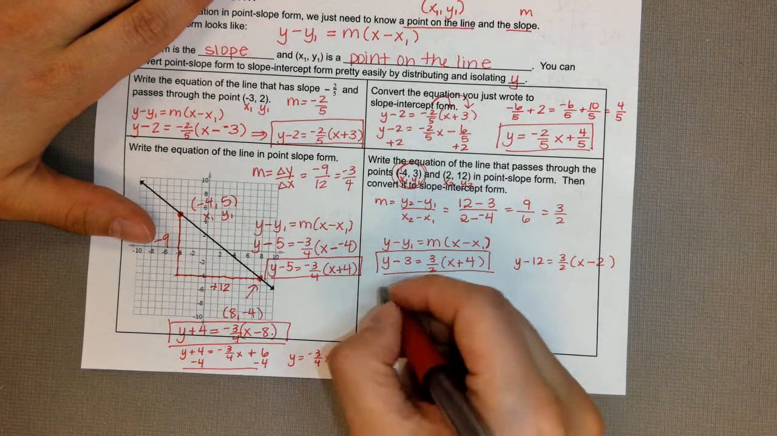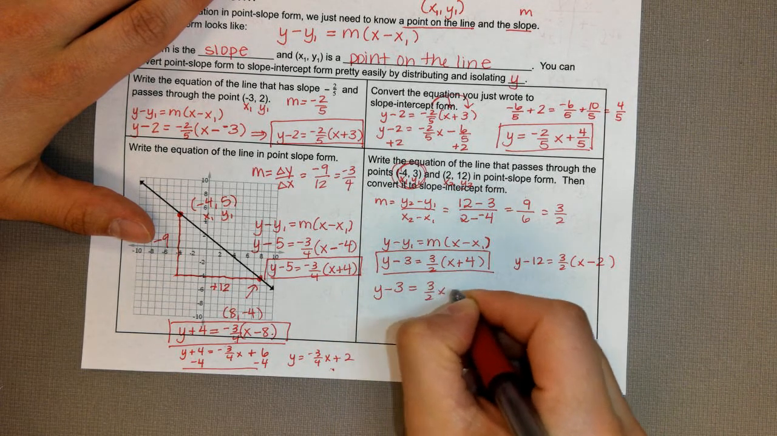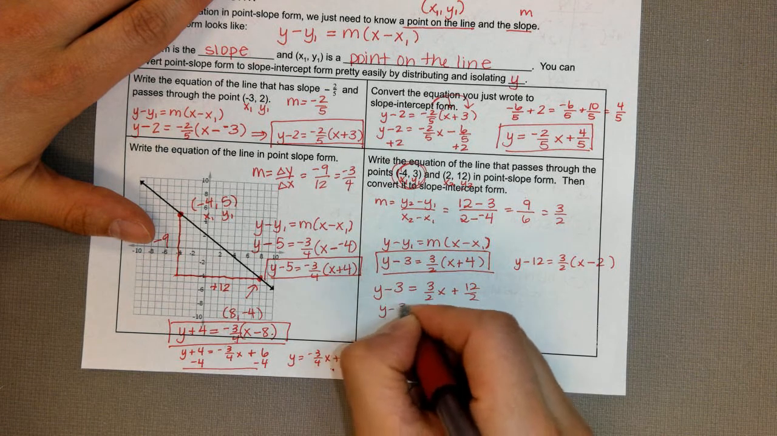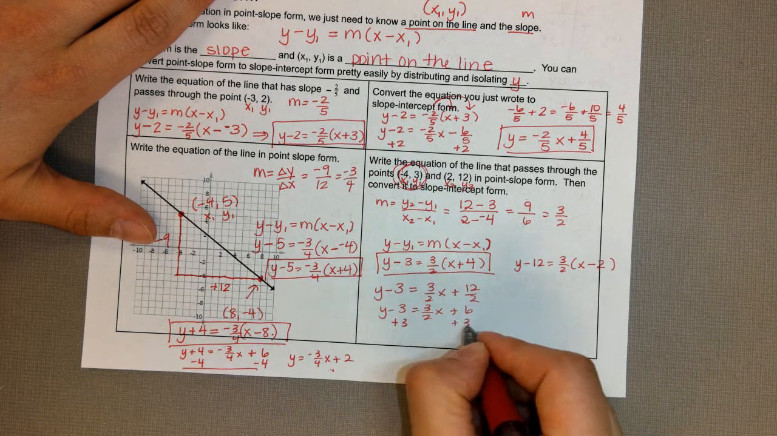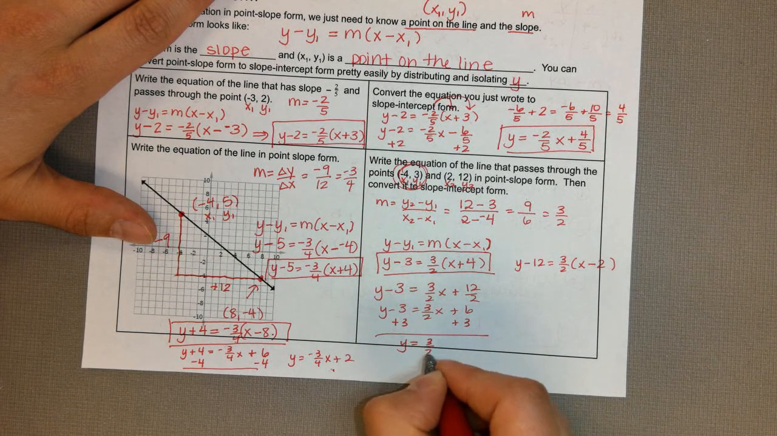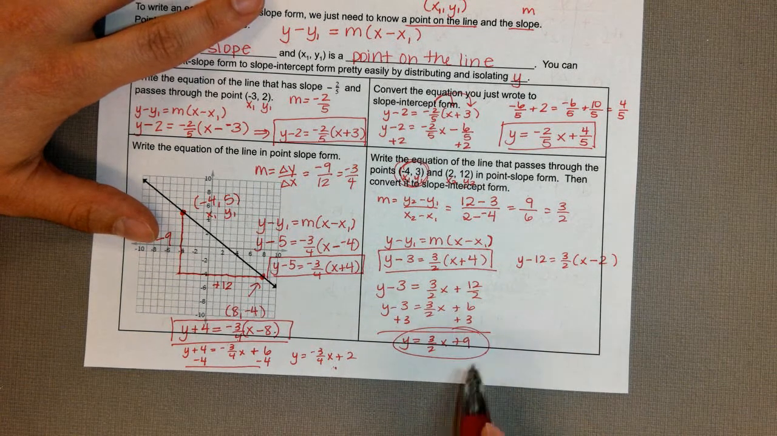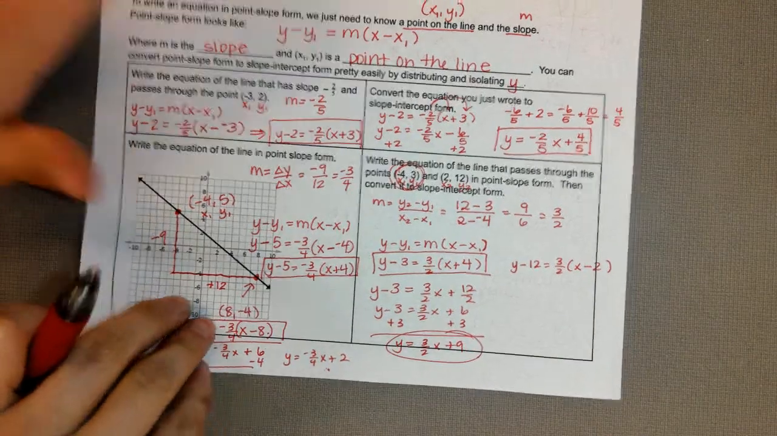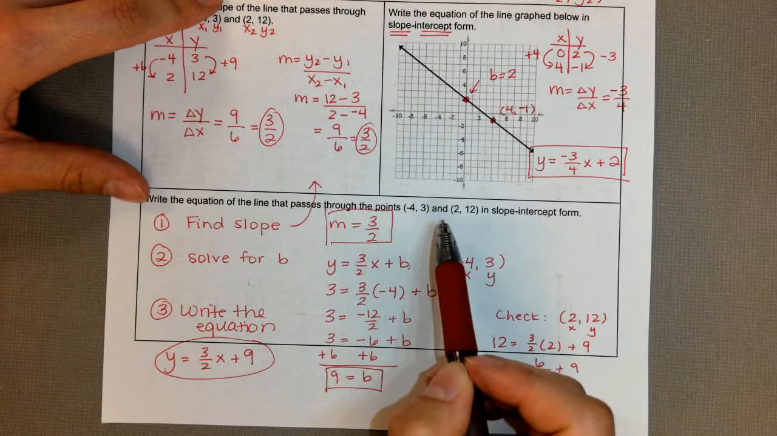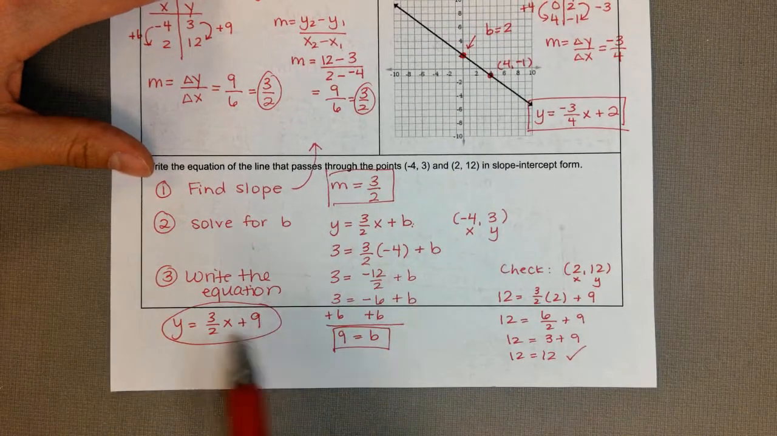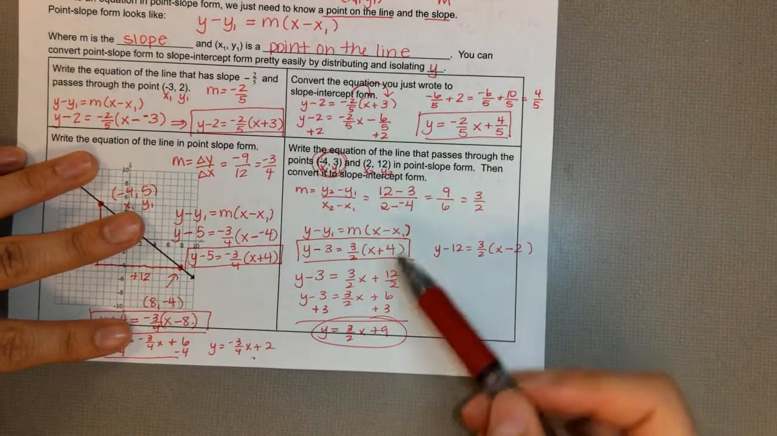If I convert this to slope-intercept form, I distribute this 3 halves, so I have y minus 3 equals 3 halves x plus 12 over 2, which is just 6. So I can add 3 to both sides now to get y by itself, so y equals 3 halves x plus 9. And you might remember, we did this already. We did this on the previous page, so let's go look. Right here it said, write the equation of the line that passes through the points negative 4, 3, and 2, 12 in slope-intercept form, and we ended up finding it was y equals 3 halves x plus 9. So we got the same thing using different forms.